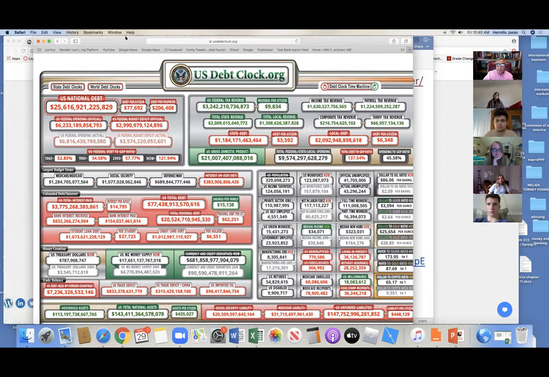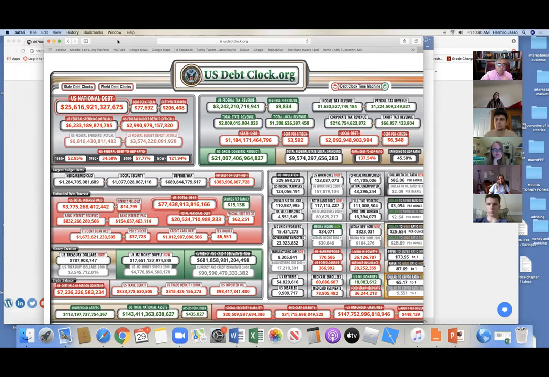Okay. And this is the actual government debt clock. This is in real time. How is it moving? Like I told you, right before your spring break, the national debt was $21 trillion. Look where we are now. We are now at $25.6 trillion.